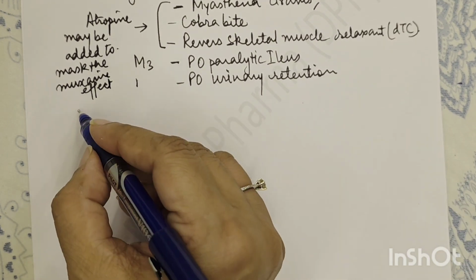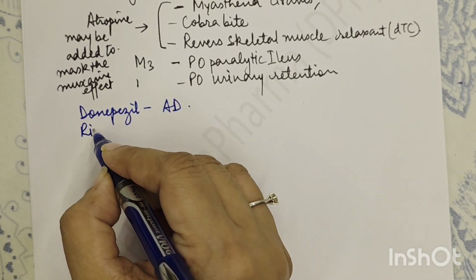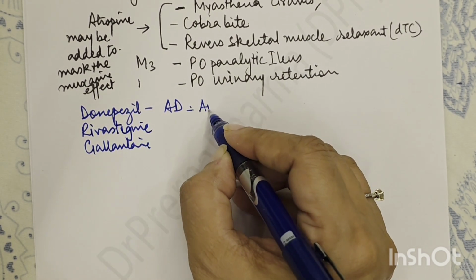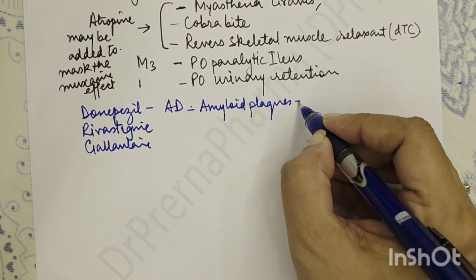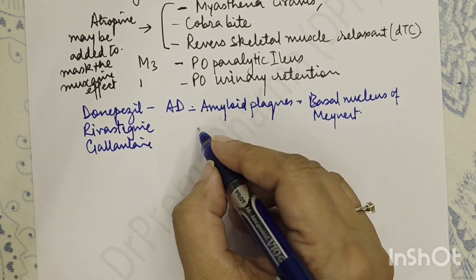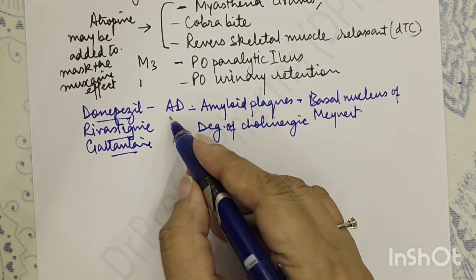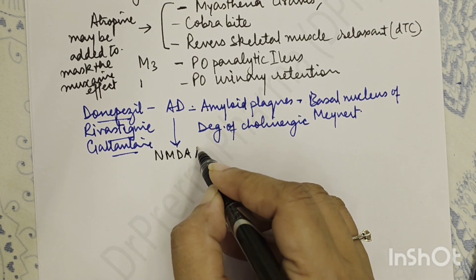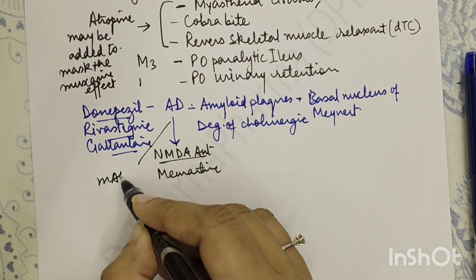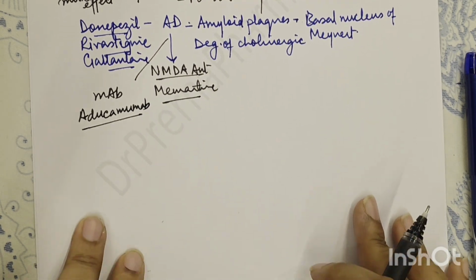Then other cholinesterase drugs are there. We have donepezil, which is used in Alzheimer's disease. In Alzheimer's we also use rivastigmine and galantamine. Alzheimer's disease is a disease where there are amyloid plaques and neurofibrillary tangles in the basal nucleus of Meynert in the brain. This causes degeneration of cholinergic fibers in the brain. So these drugs are given, which are found to be effective. Other drugs in Alzheimer's disease are an NMDA antagonist, memantine, which is also given. Then there's a monoclonal antibody, aducanumab, which is also given in Alzheimer's.